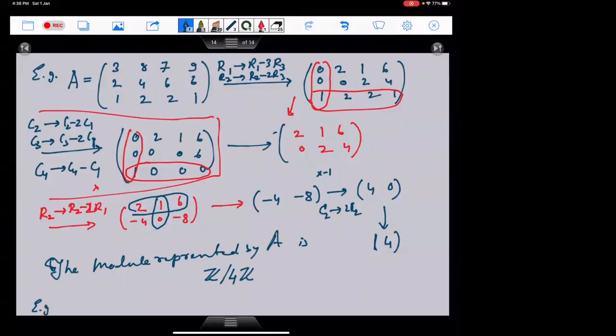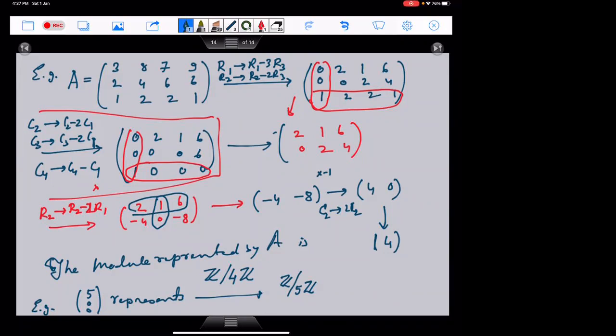Okay, last example for now, then I'll close. Say 5, 0, 0 represents what? If I have only 5, it is Z upon 5Z, that I agree. But I have 0, 0. What is the meaning of that? Zero rows can be deleted? No, we cannot delete rows. Zero columns can be deleted. There is no point in deleting rows.